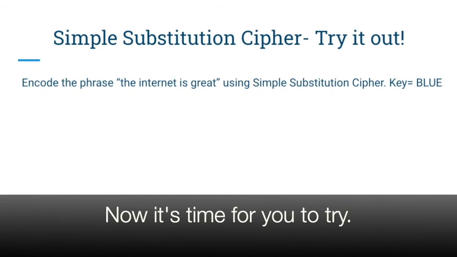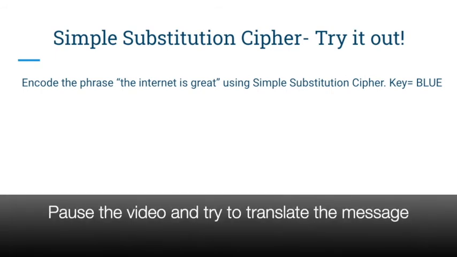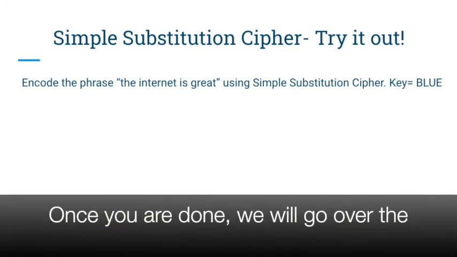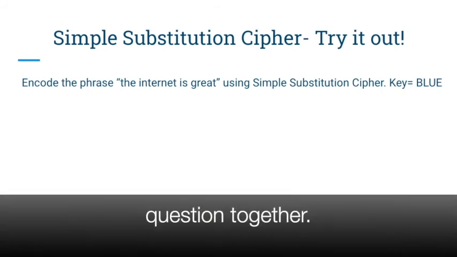Now it's time for you guys to try. Pause the video and try to translate the message, "The internet is great," using the key blue. Once you are done, we will go over the question together.